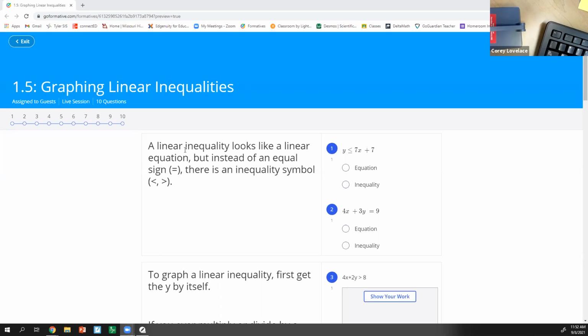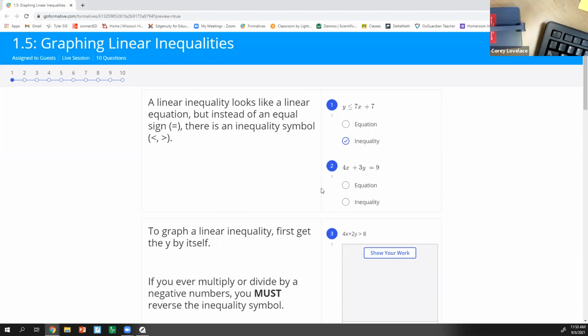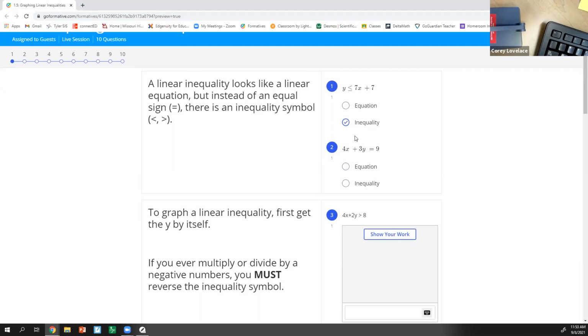All right, so starting out, a linear inequality looks like a linear equation, but instead of an equal sign, there's an inequality symbol. So if we look at number 1, I would read that as y is less than or equal to 7x plus 7. So we're going to select that that is an inequality. Second one, 4x plus 3y equals 9. Since it's got an equal sign, that would be an equation.